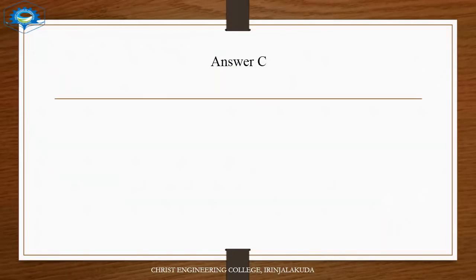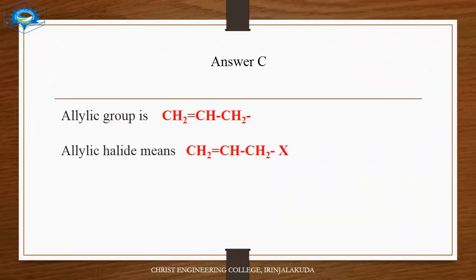That is, we have to find out the allylic halide. So we should know what an allylic group is. Allylic group means this group: CH2 double bond CH single bond CH2. This group is known as an allylic group. And what will be the allylic halide? An allylic halide contains an allylic group, that is CH2 double bond CH single bond CH2X.